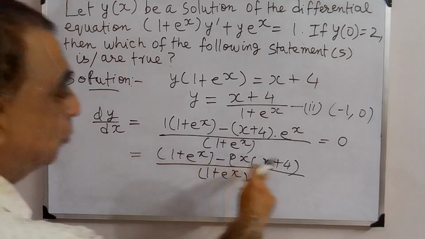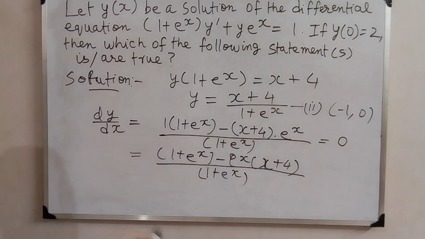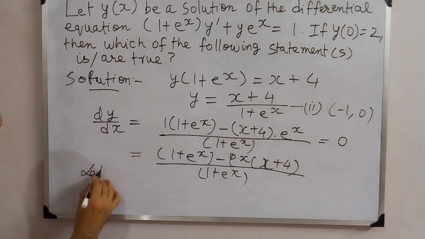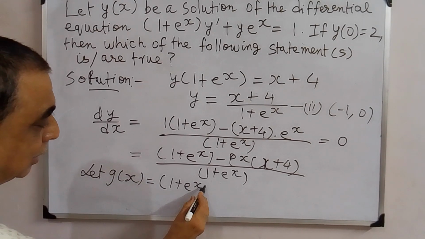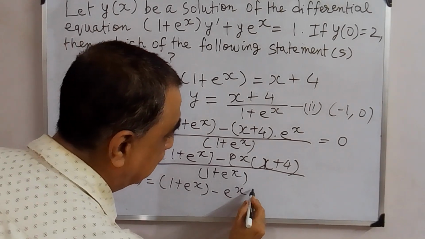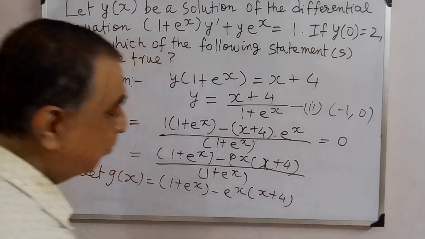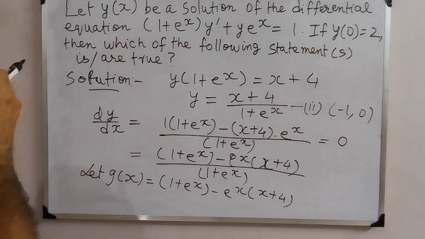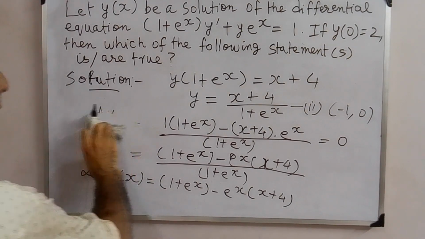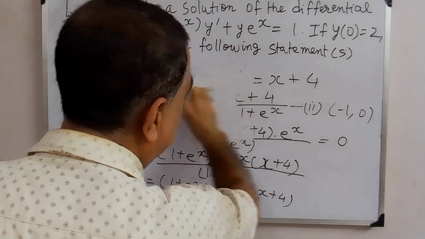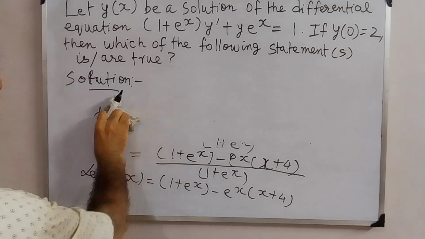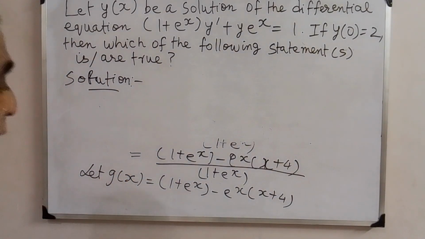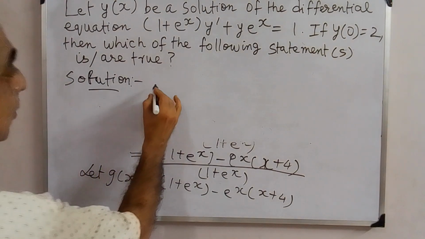Let us assume the numerator as g(x), a different function. So let g(x) equal 1 plus e to the power x minus e to the power x into (x plus 4). So we have assumed that the numerator is a function g(x). Now put the value.